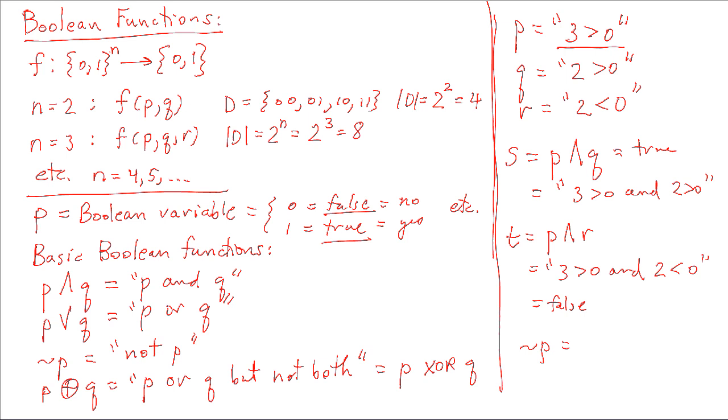is the statement that it is not the case that 3 is greater than 0. And in mathematical terms, we would write 3 is less than or equal to 0 is the negation of that statement mathematically.